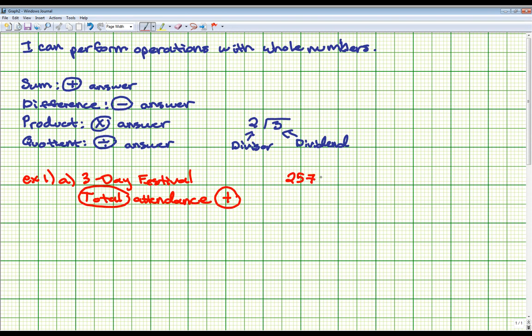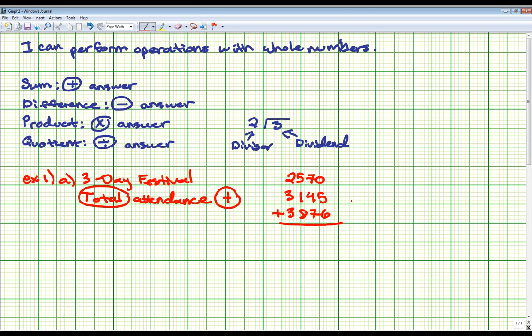2,570. The next number is 3,145. Next we have 3,876. So this is the math work we're going to be doing.